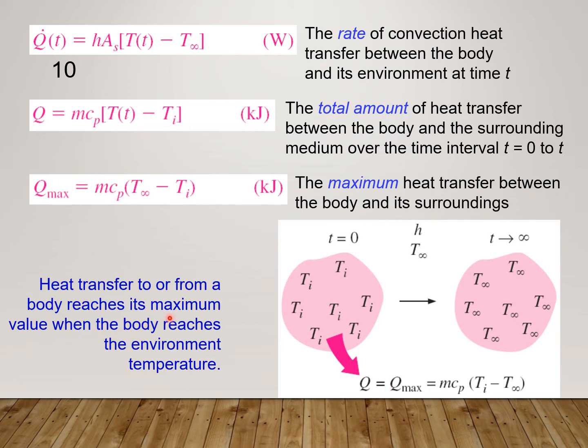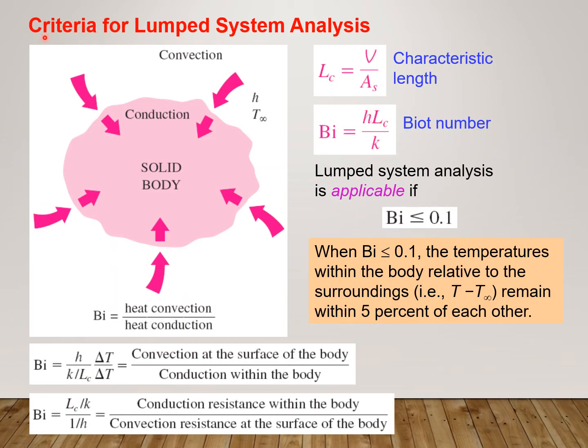Heat transfer to or from the body reaches the maximum value when the body reaches the environment temperature. So now we will discuss the criteria for the lumped system. What criteria needs to be satisfied to make a lumped system? A lumped system is basically a solid body. Mostly we see solid bodies as a lumped system, in which the heat is transferred through conduction, and from the environment the heat is transferred through convection.